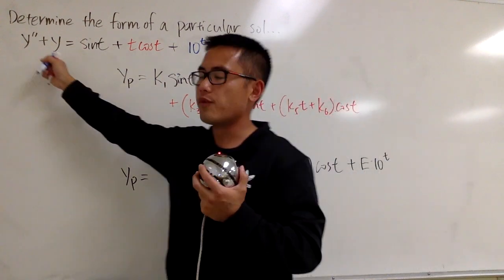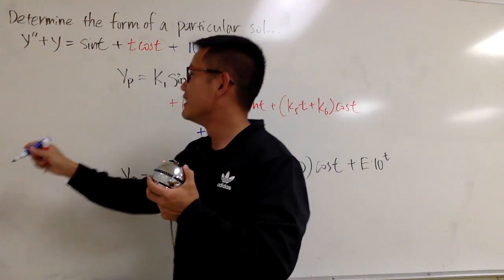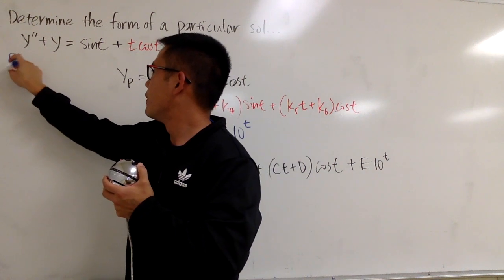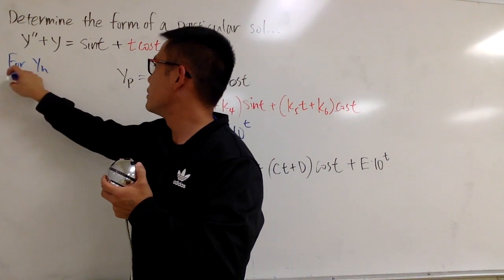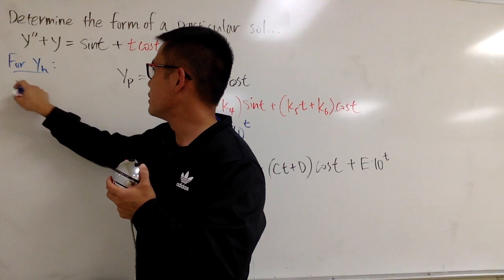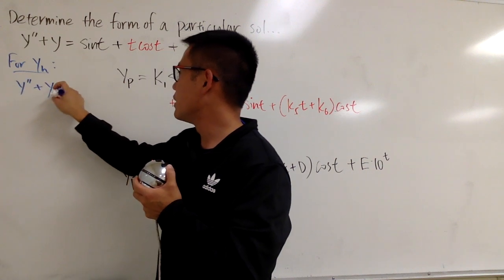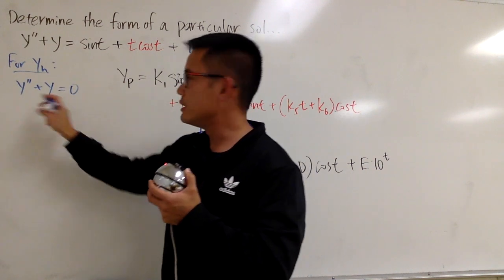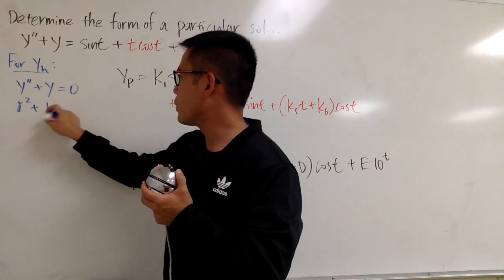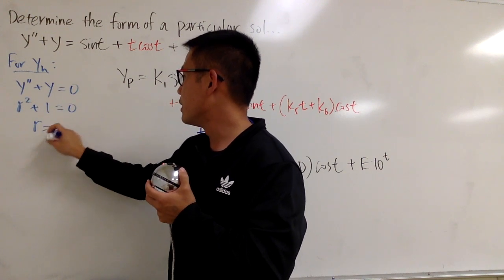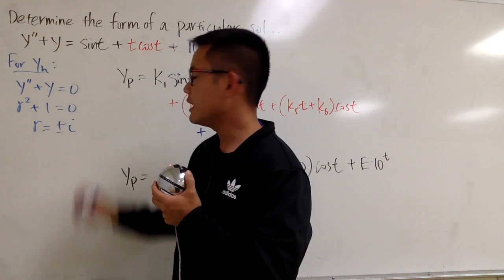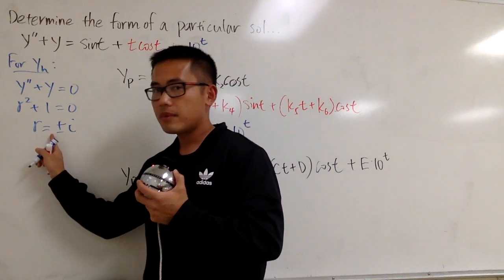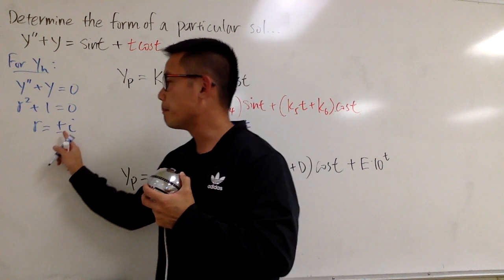Well, now here's the deal. I have to check for yh. So here we go. For yh, what I have to do is solve y double prime plus y equals 0, and this is going to be r squared plus 1 equal to 0. You know right away r is equal to plus or minus i. So here, alpha is 0, beta is 1.